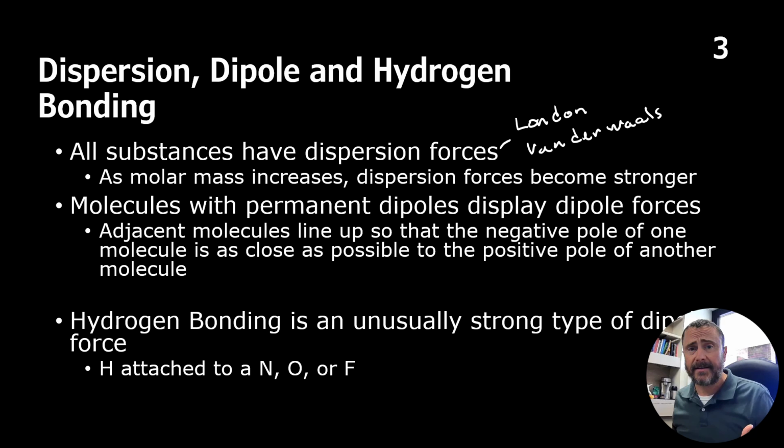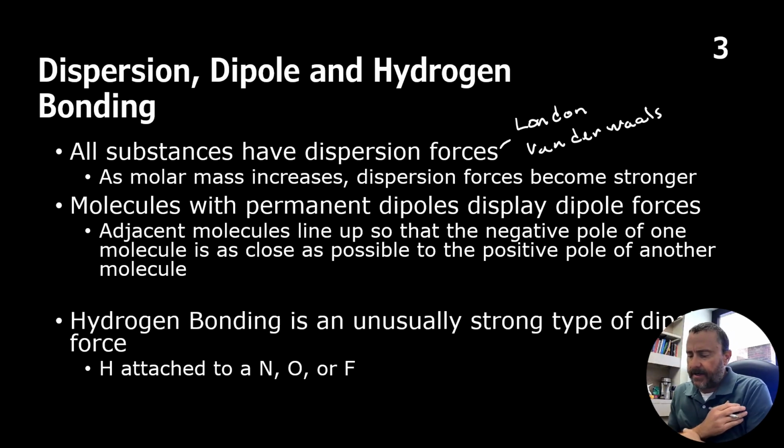So as the molar mass of something increases, the number of electrons increases as well. And so as you get more and more electrons, as they traverse around, if they're all on one side of the molecule, then they're going to have more of an effect on the molecule that's next to them. And so there's going to be a little bit of a stronger interaction.